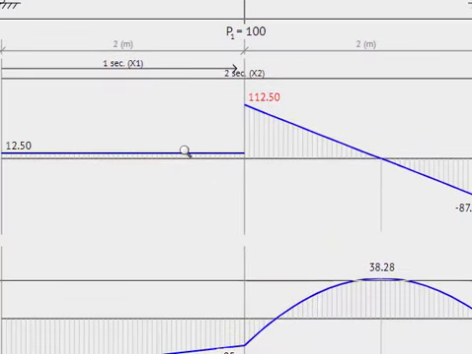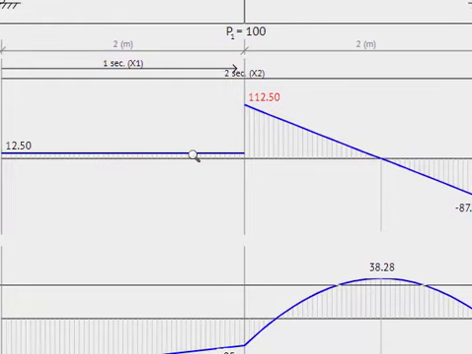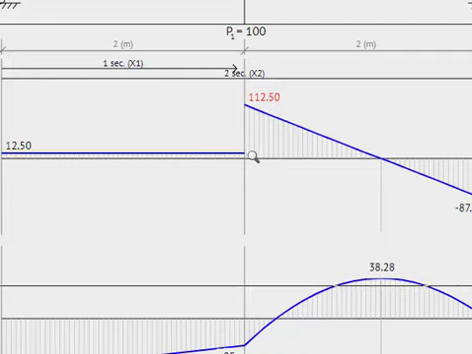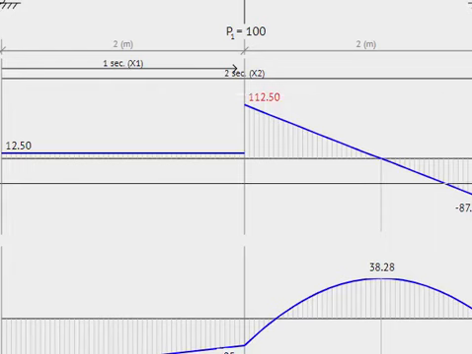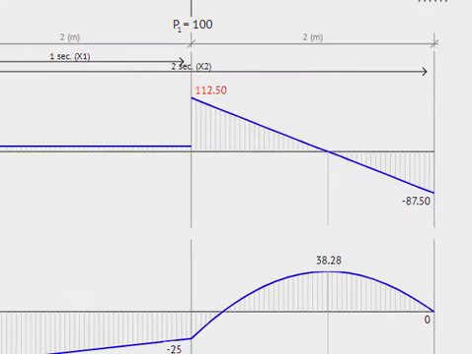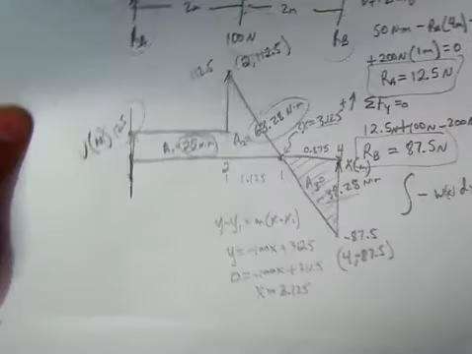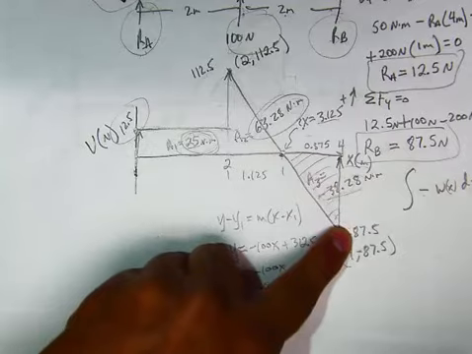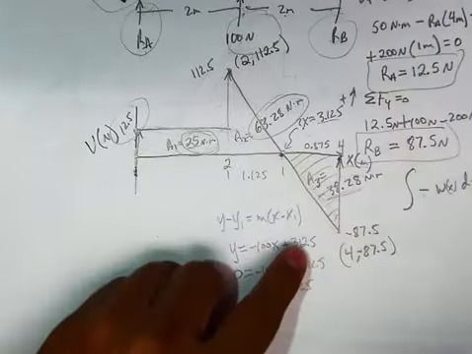All right. So there is our shear diagram. As you can see, it kind of mimics ours. It goes from 0 to 12.5, straight line, all the way to 112.5, and then it goes down to negative 87.5, which is exactly what we got, as you can see from here. 12.5, 112.5, negative 87.5. So this is what we're looking at.